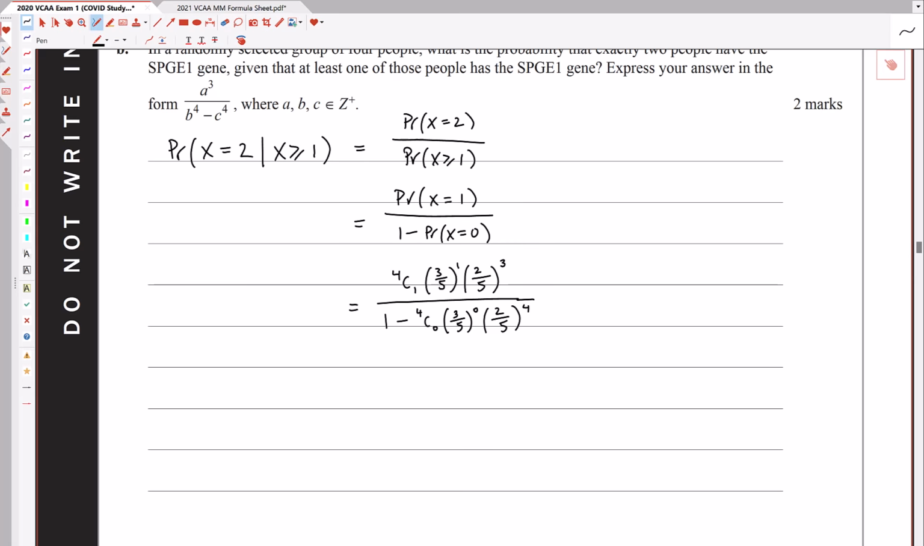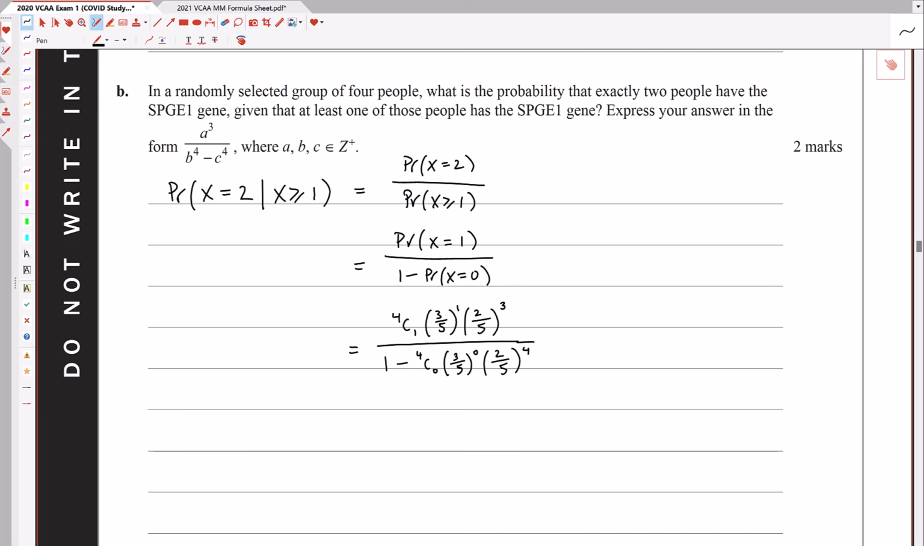Sorry, I just changed that, didn't I? I've made an error there. Probability x equals 2 should be that numerator. So this is 4 choose 2. That's the power of 2, and that's the power of 2.